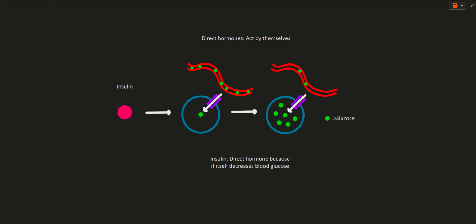There are two types of hormones. The first type are direct hormones. Direct hormones can act by themselves without the help of other hormones. For example, insulin. Insulin activates cells to increase glucose transporters. These glucose transporters increase the rate of glucose transport from the bloodstream into cells. This decreases blood glucose levels.